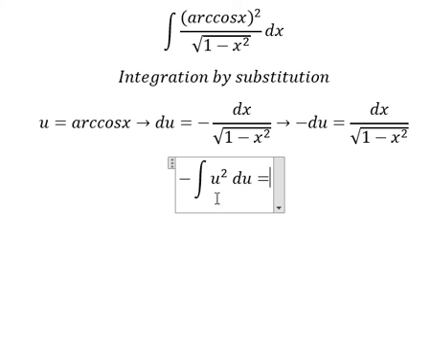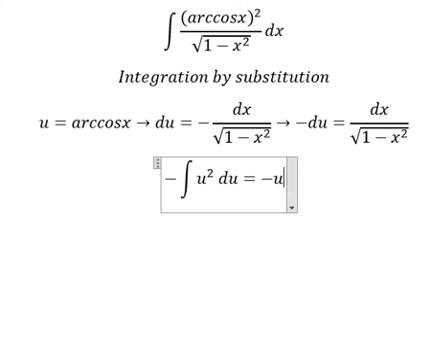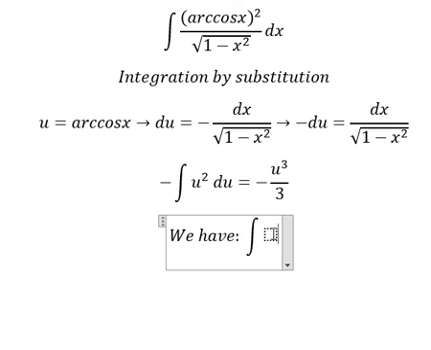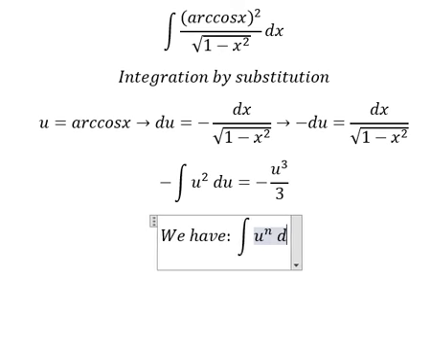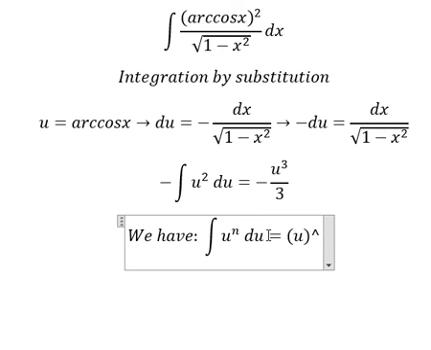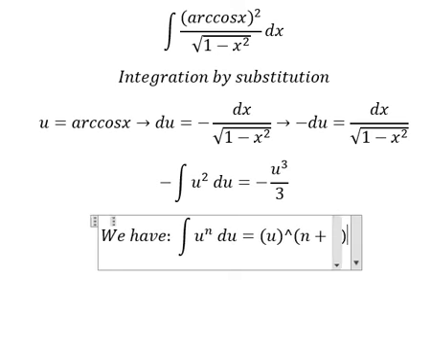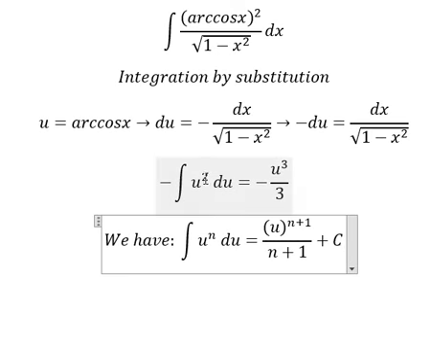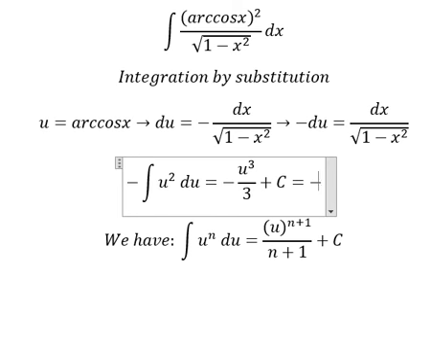So the integration of this one, we have u to the power of 3 over 3 because we have the formula in here. So I will put number 2 on here. So we have 2 plus 1, we have number 3. And u we change by this one.